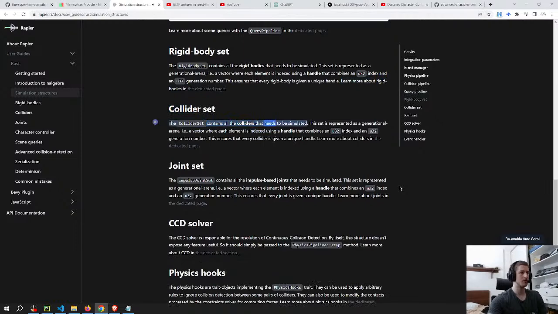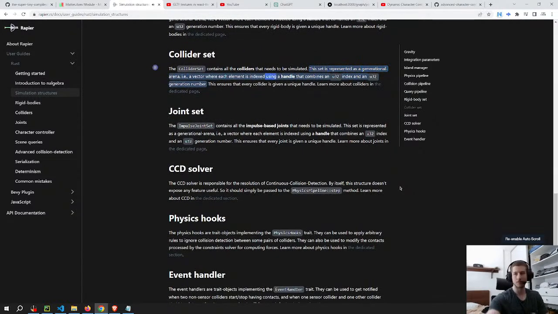Collider set. The collider set contains all the colliders that need to be simulated. This set is represented as a generational arena, i.e., a vector where each element is indexed using a handle combining a u32 index and a u32 generation number. This ensures that every collider is given a unique handle. Learn more about colliders in the dedicated page.